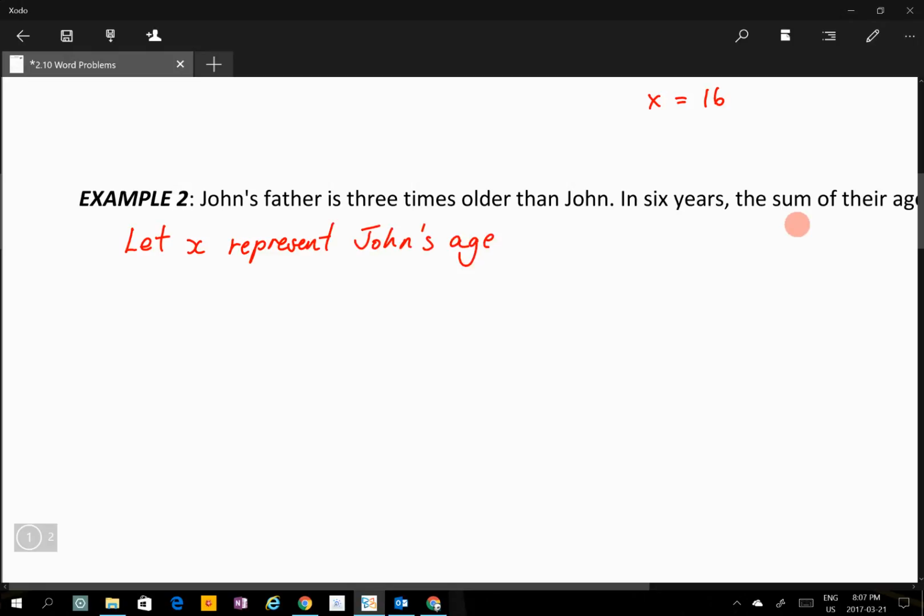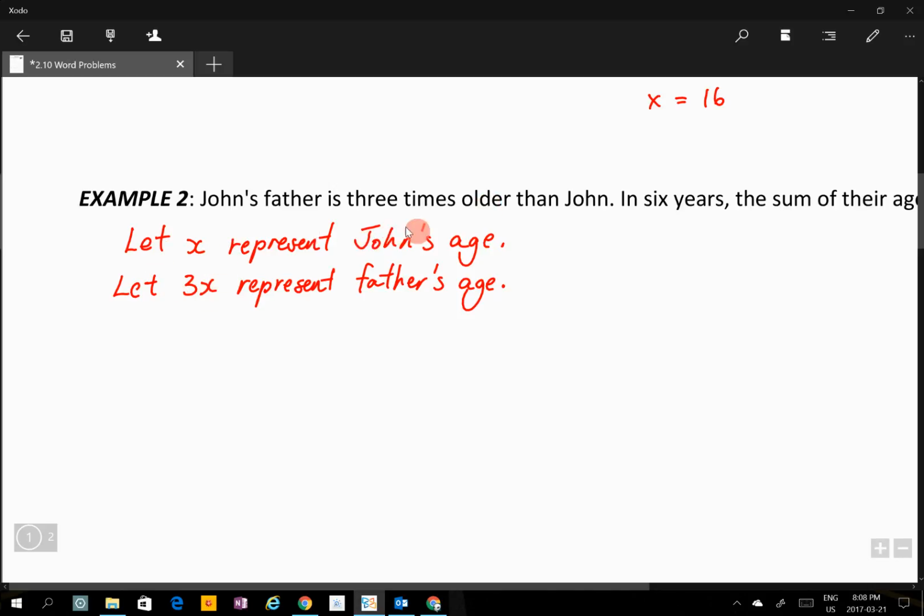Okay, and we're told that John's father is 3 times older than John. So I'm going to let 3x represent the father's age. Okay, so now we have these variables we're going to use, and now we're going to create the equation.